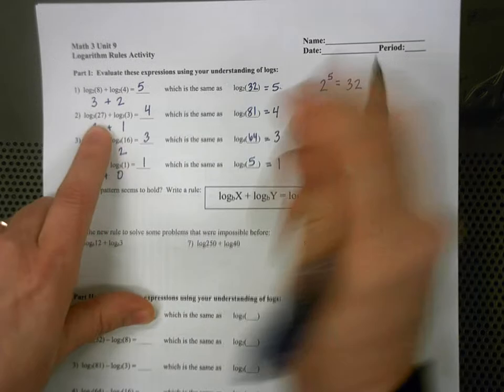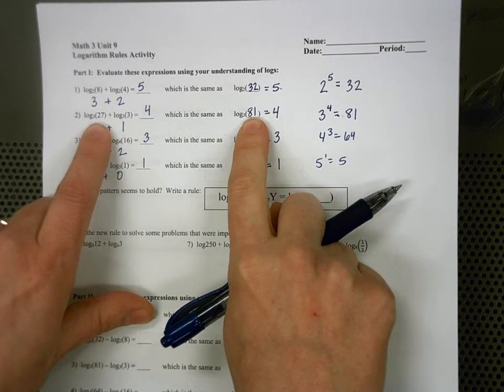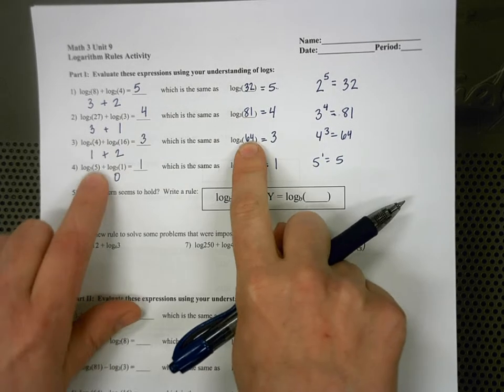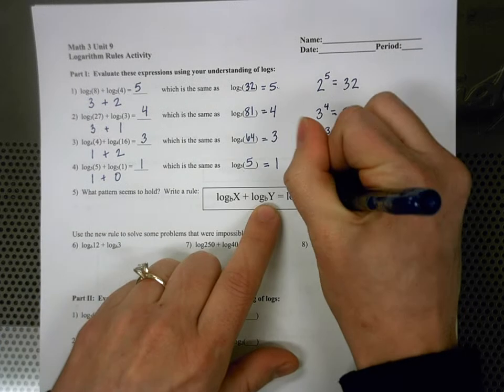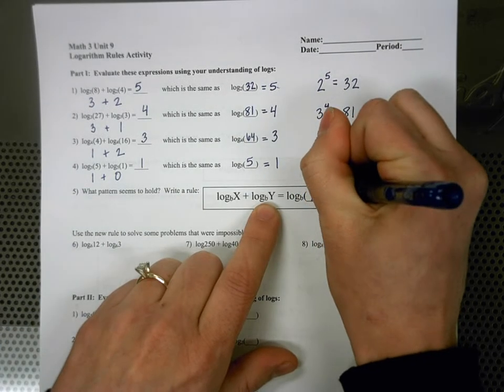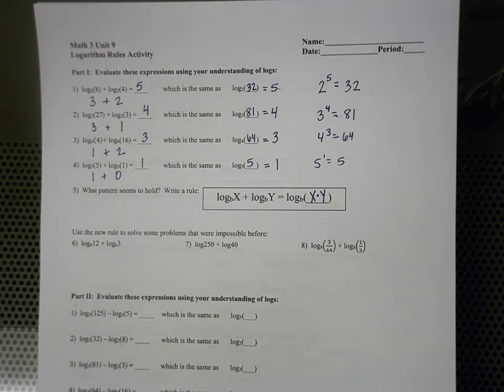You multiply them. What do you do with 27 and 3 to get 81? You multiply them. 4 times 16 is 64, and 5 times 1 is 5. So you should be multiplying x times y. This x times this y.